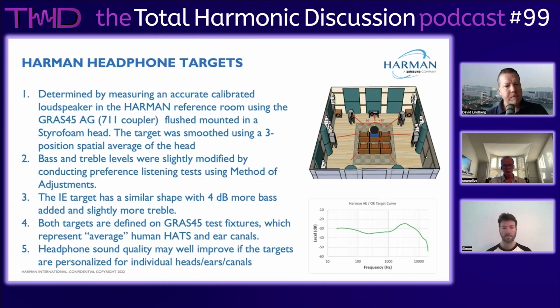And then we went from there and we said, well, we're not certain what the exact bass and treble levels should be. So we did some experiments where we had people adjust the bass and treble. We initially started this with over-ear headphones, and then we did a study on in-ear headphones, and we found that people actually preferred 4 dB more bass than the over-ear and slightly more treble. And as I said, they were both defined on the Grass test fixture, which at that time was the best average of what a human ear canal was, and the pinna as well in the head.